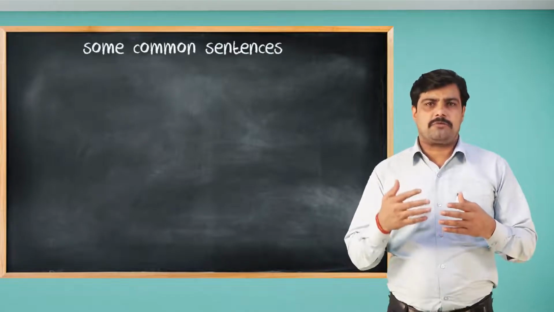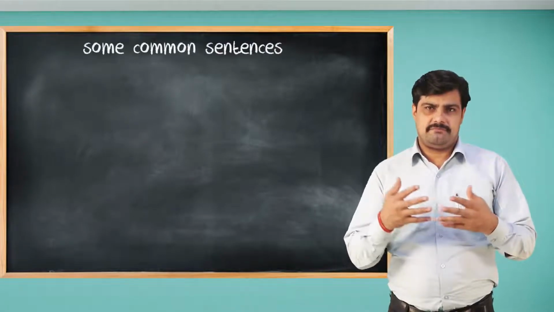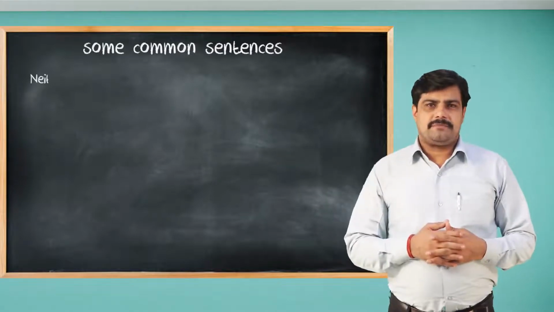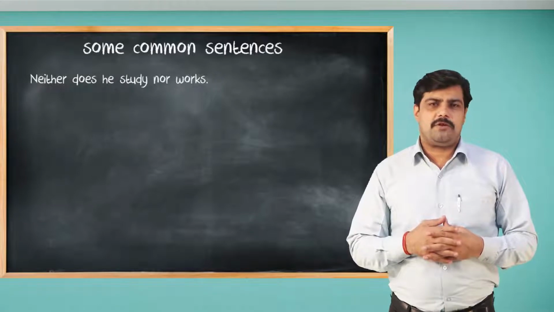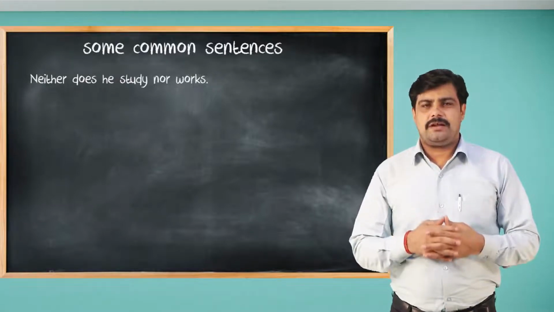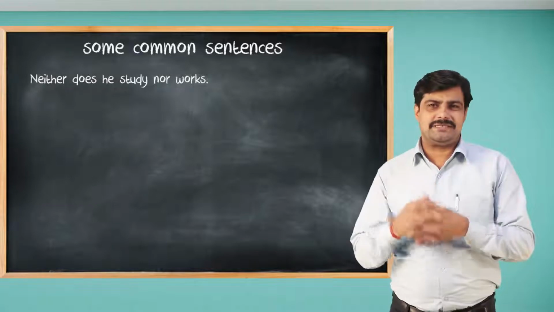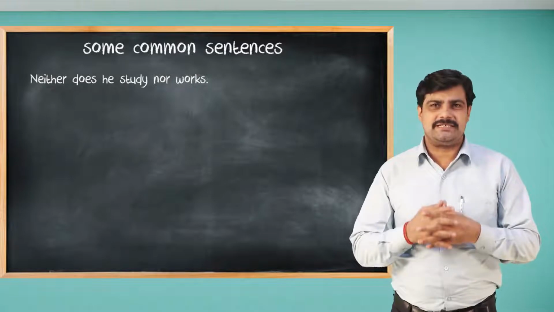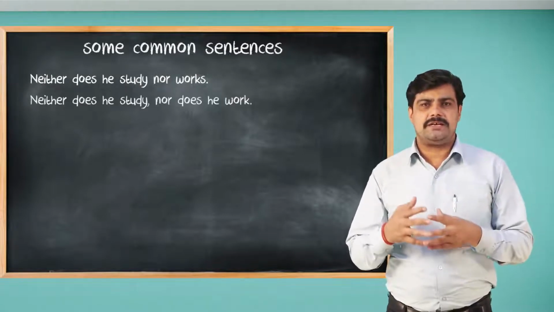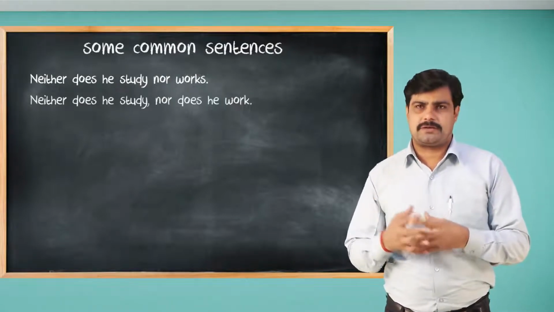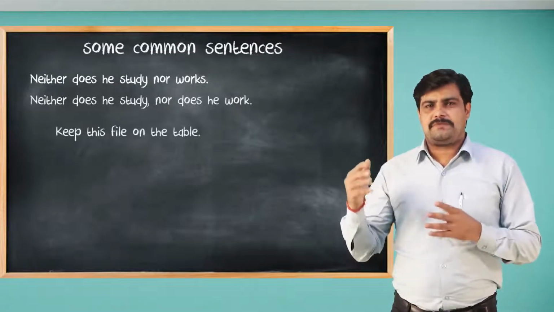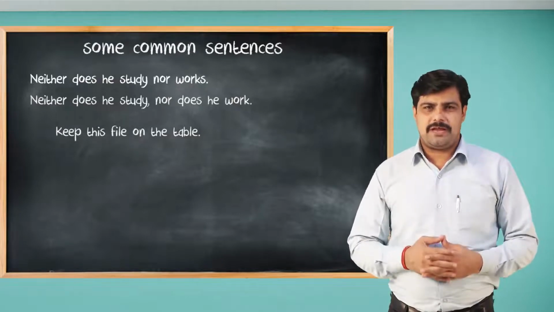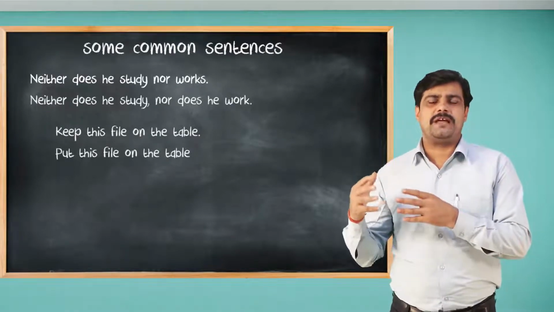Now let's discuss some common sentences we generally make mistakes in. Here are the sentences you can see. "Neither does he study nor works." Now here in this sentence there is a balance mistake. Use "he" after nor. So say this sentence as, "Neither does he study nor does he work." "Keep this file on the table." Is this right? The verb keep is wrong here. We always say, "Put this file on the table."